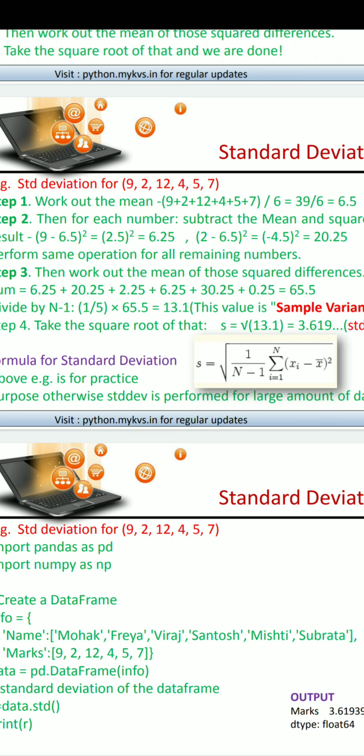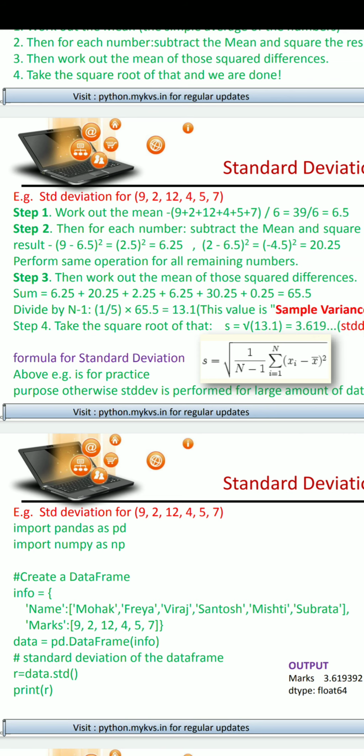Now the next step is to subtract 6.5 from each value. So what we are doing here: 9 minus 6.5 squared equals 2.5 squared, which is 6.25. Next is 2 minus 6.5, so 2 minus 6.5 squared equals minus 4.5 squared, which equals 20.25. The same operation is to be performed with all the numbers.